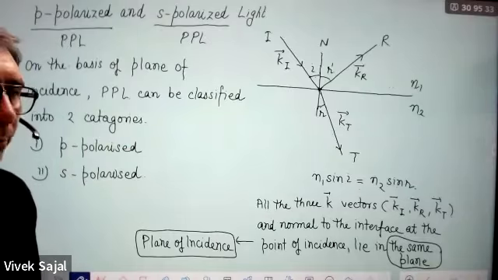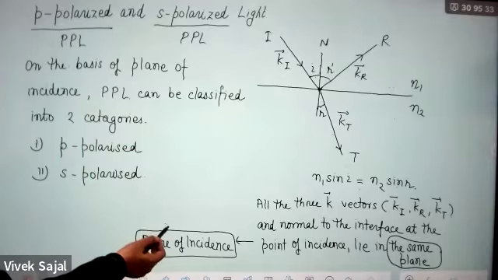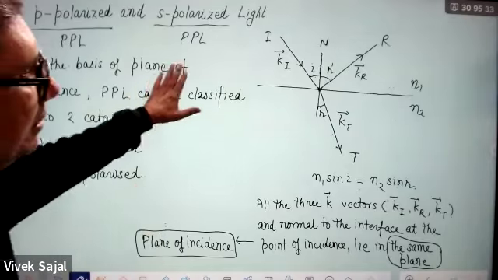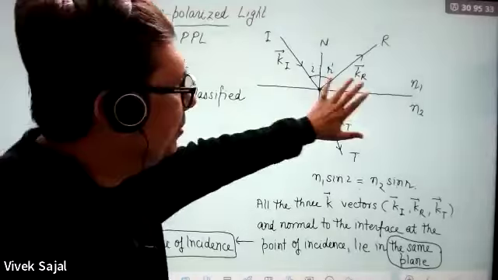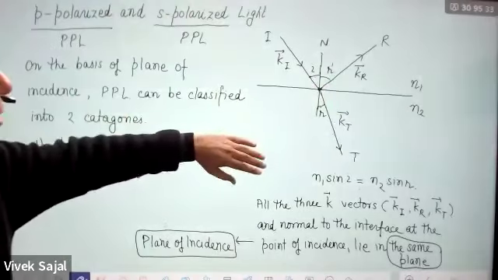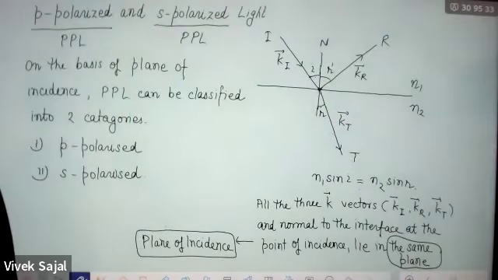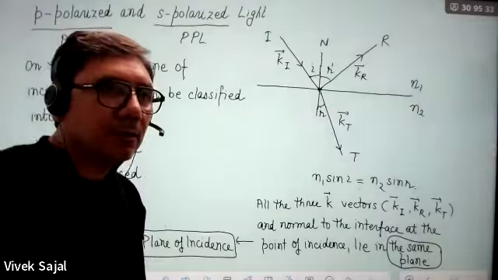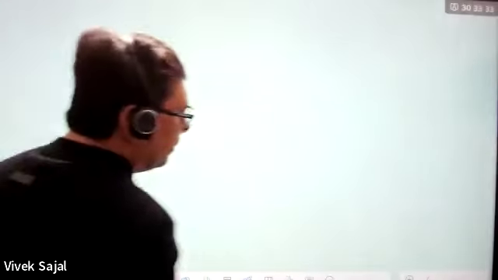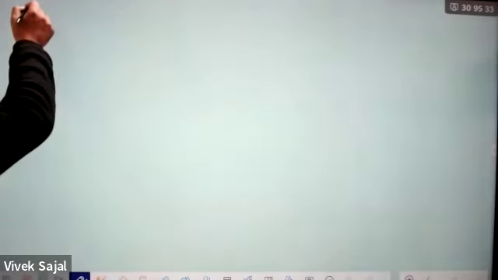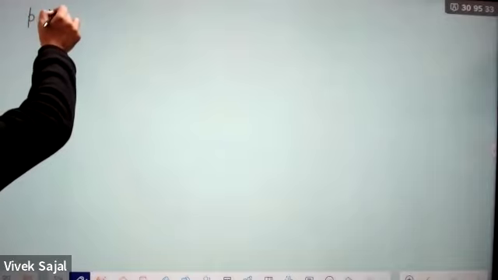So what is the meaning of p-polarized first? On the basis of this plane of incidence, if light is incident like this, it is reflected, it is transmitted, then this plane in which all the three k vectors and this normal lie is called the plane of incidence. Now first, p-polarized light.